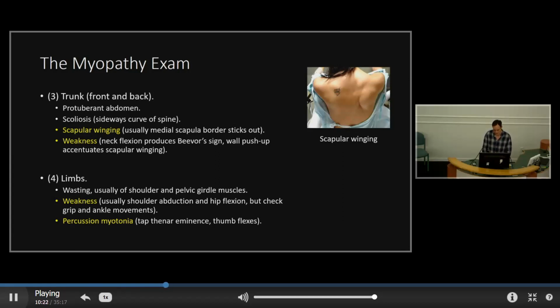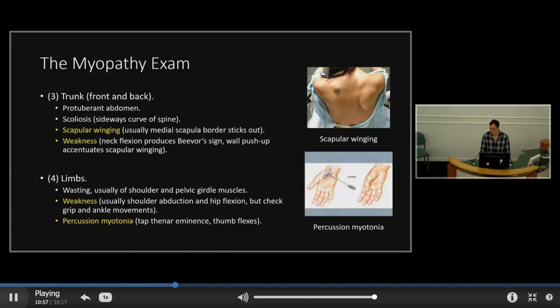And there's a certain sign that can be useful in the limbs called percussion myotonia. There are certain myopathies that present with myotonia, which is a sort of delayed relaxation of muscle. And you take a tendon hammer and you just tap the thenar eminence, basically the abductor pollicis brevis muscle in one hand. And the thumb should start to flex after that in a sort of semi-contractile manner. And that's a good sign for a specific condition, particularly one called myotonic dystrophy, which we'll talk about soon. So percussion myotonia is fairly easy to do, always good to do if you do a myopathy exam, because if you find it positive, then it points to the fact that you've probably got a myotonic dystrophy.